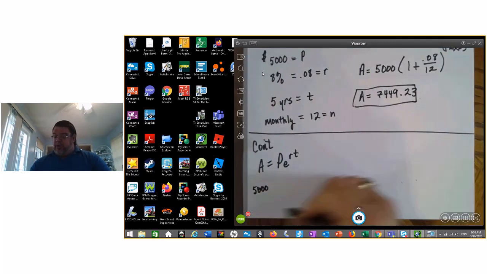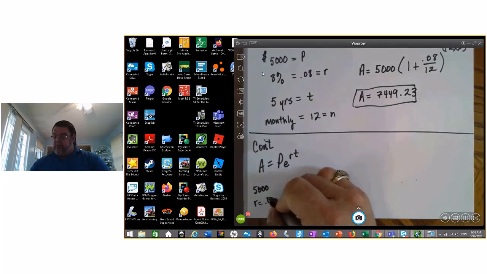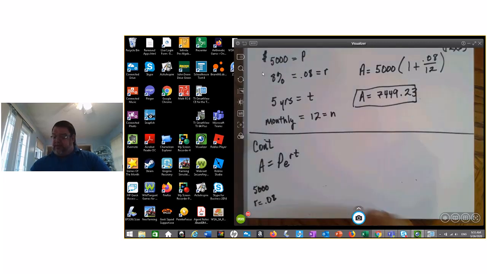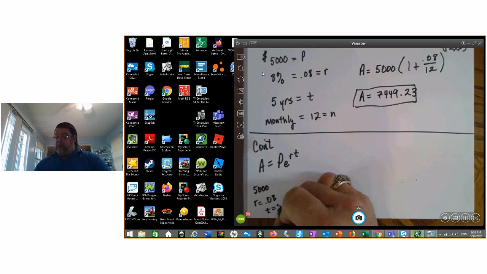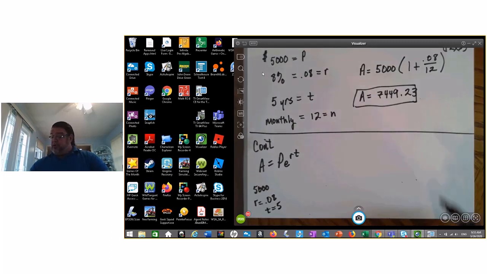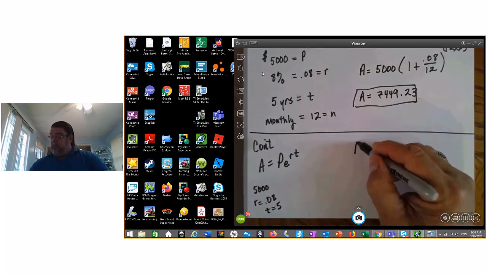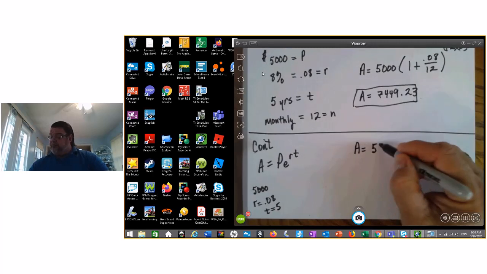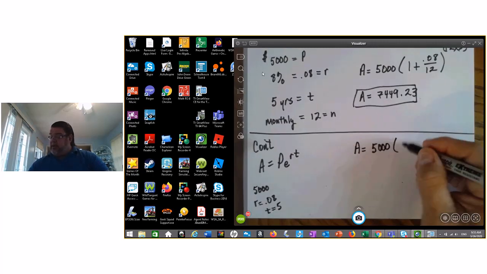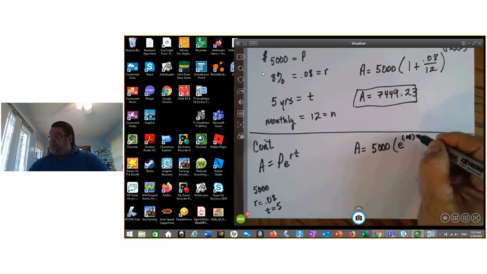R is equal to 0.08, and T is 5 years. So plug and chug. 5,000 times e to the 0.08 times 5.